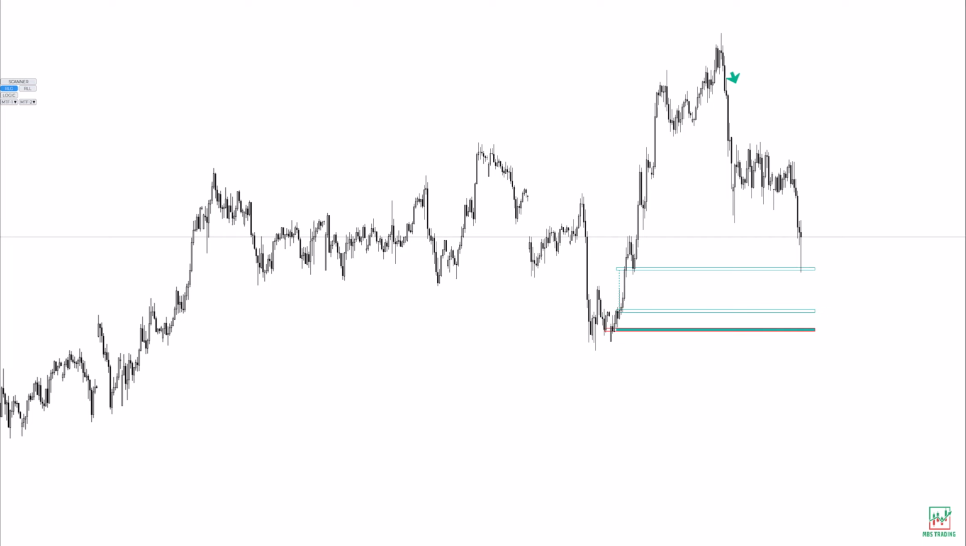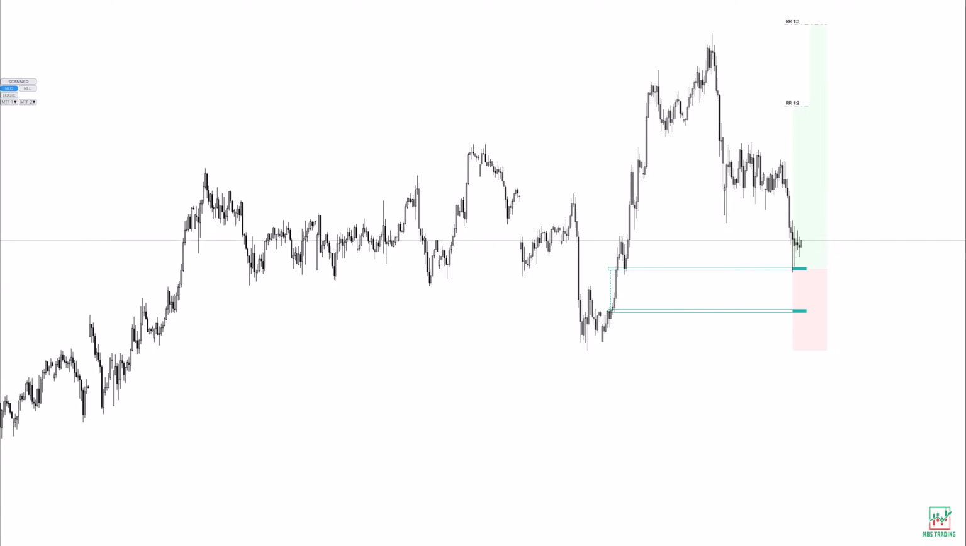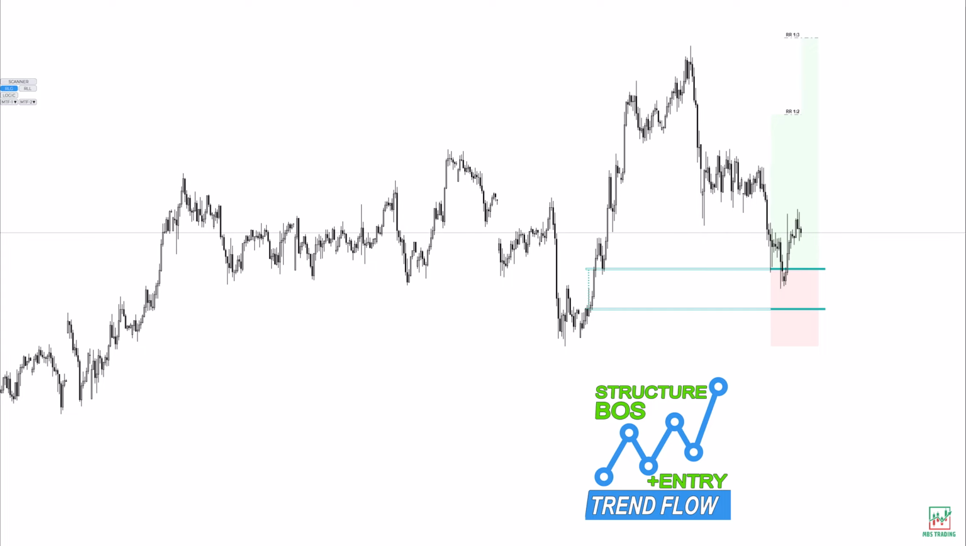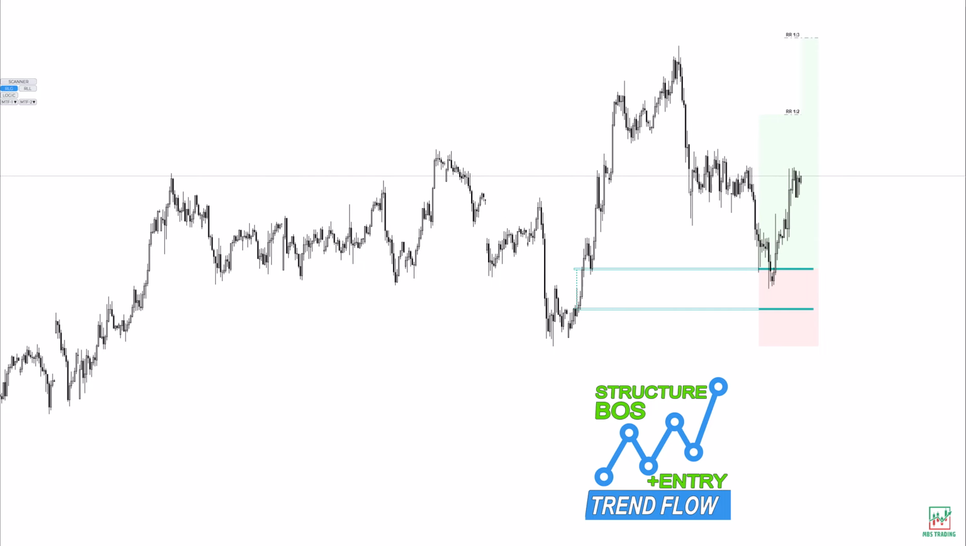When price corrects back to the detected level, the indicator draws a potential trade setup. A global trend change can be tracked using the MBS trend flow indicator. Combining both indicators enables a systematic trading approach.